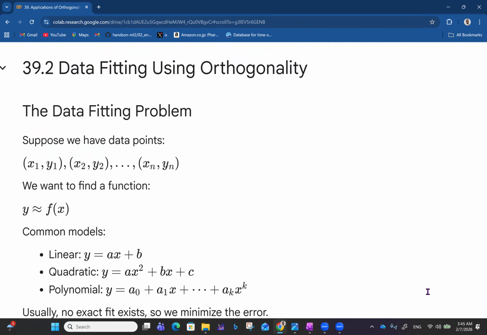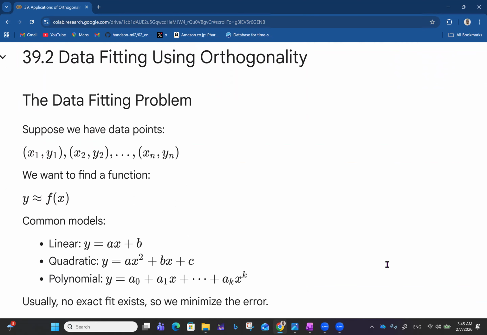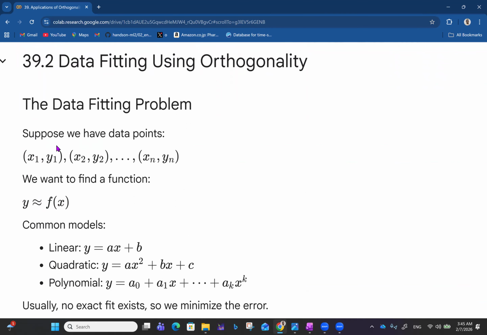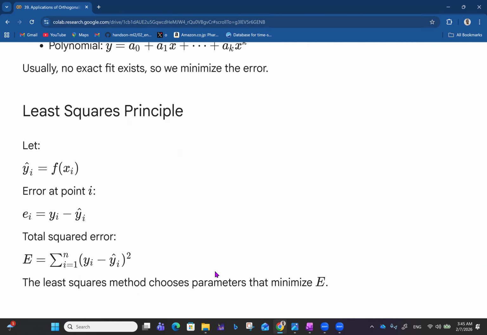So let's see data fitting using orthogonality. The data fitting problem: suppose we have data points (x1, y1), (x2, y2), up to (xn, yn). We want to find a function y which approximates f(x). And we have common models like a linear model, like what we saw in the last video about least squares, y = ax + b; quadratic, y = ax² + bx + c; polynomial, y = a0 + a1x + all of that up to akx^k. Usually, no exact fit exists, so we minimize the error. Whichever one you use, there's going to be error, so we just try to minimize it.